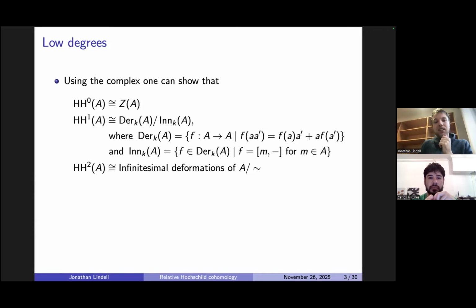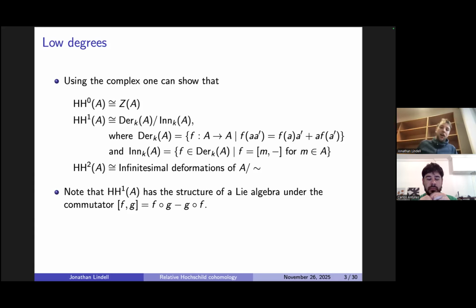And then lastly, one can show that degree 2 of the Hochschild cohomology controls the infinitesimal deformations of the algebra. So, for example, if one is interested in understanding the deformation theory of an algebra, it is of course nice to understand the Hochschild cohomology.